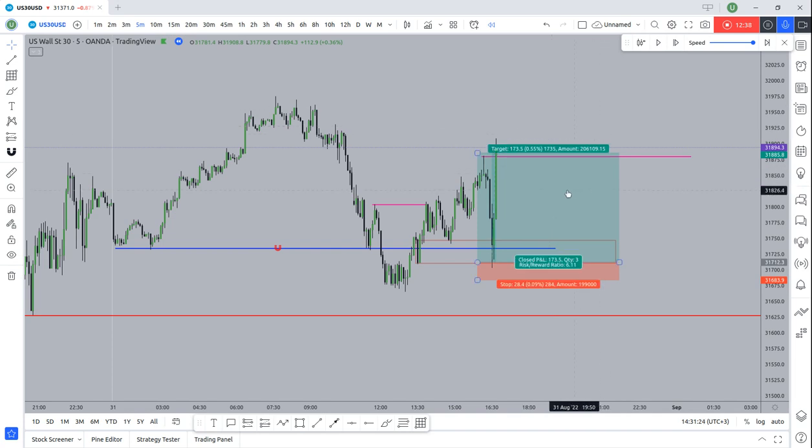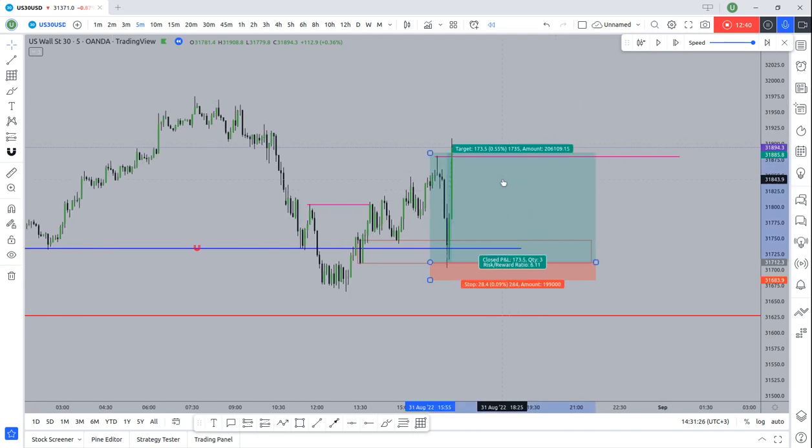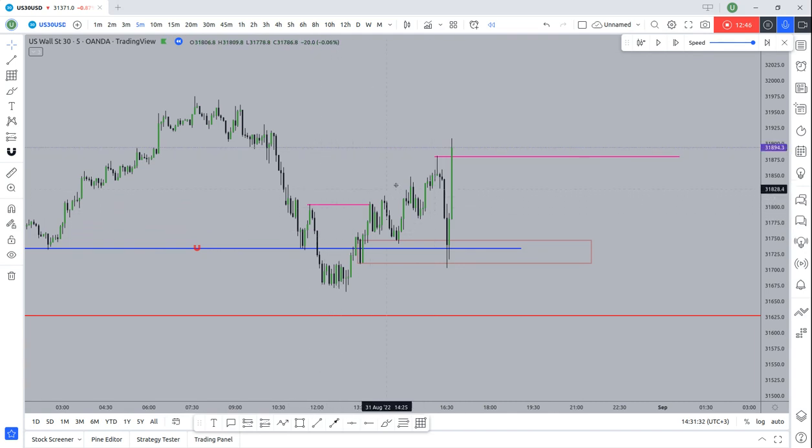But basically, this is how I was able to catch 1 is to 6, and whatever happens after this, I do not care. Even if price goes up, even if price goes down, that is none of my business. I'm out of the market by then.